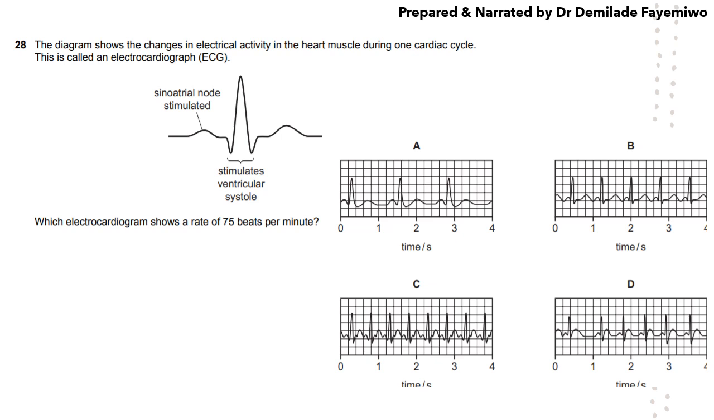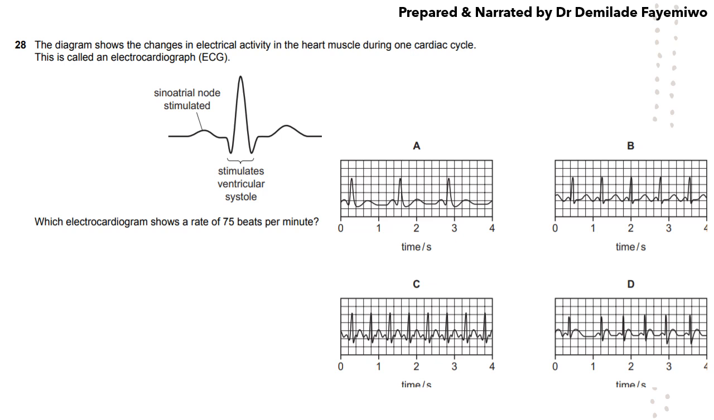All right, let's look at this one. I found this one quite interesting. It says here that the diagram shows the changes in electric activity in the heart muscle during one cardiac cycle, and this is called the electrocardiograph. And it says which electrocardiogram shows a rate of 75 beats per minute. Now, this is not hard. I just have to say that it's not hard, and I know that students typically just go, huh, what exactly is going on here? How am I supposed to know this?